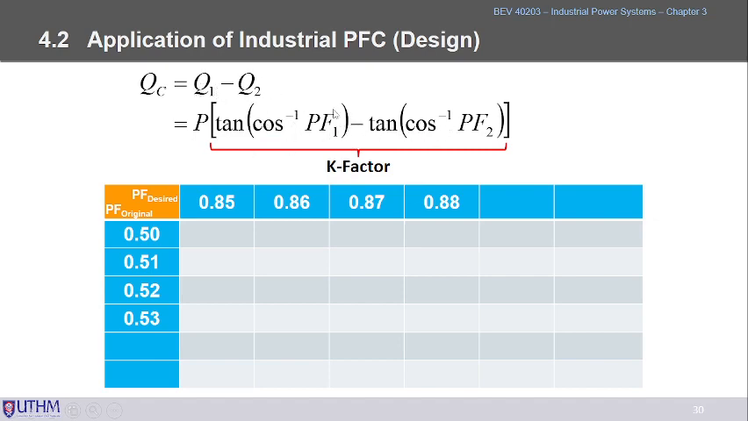The Q1, of course, we have the power factor angle. This is the power factor angle 1, and this is the power factor angle 2. So tangent power factor angle 1 minus tangent power factor angle 2. Then you can use Excel, for example, to get the so-called compensated Q or the K factor.